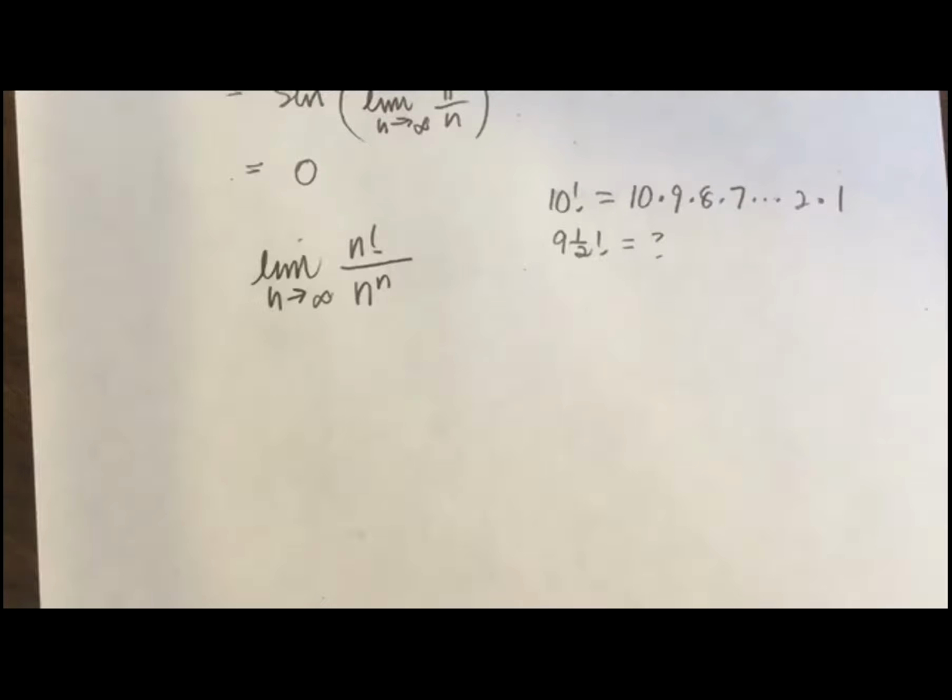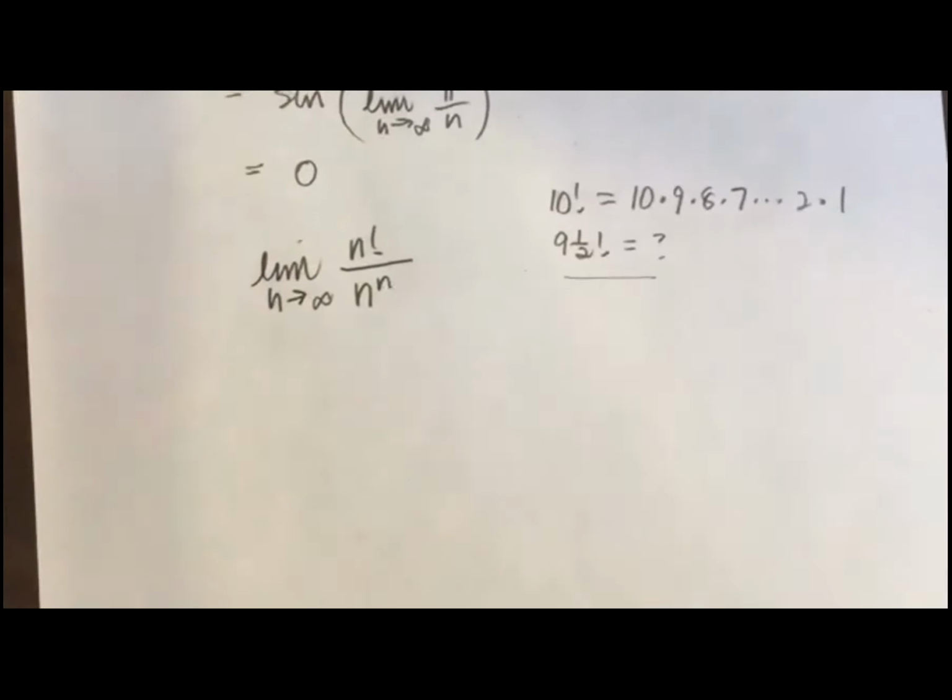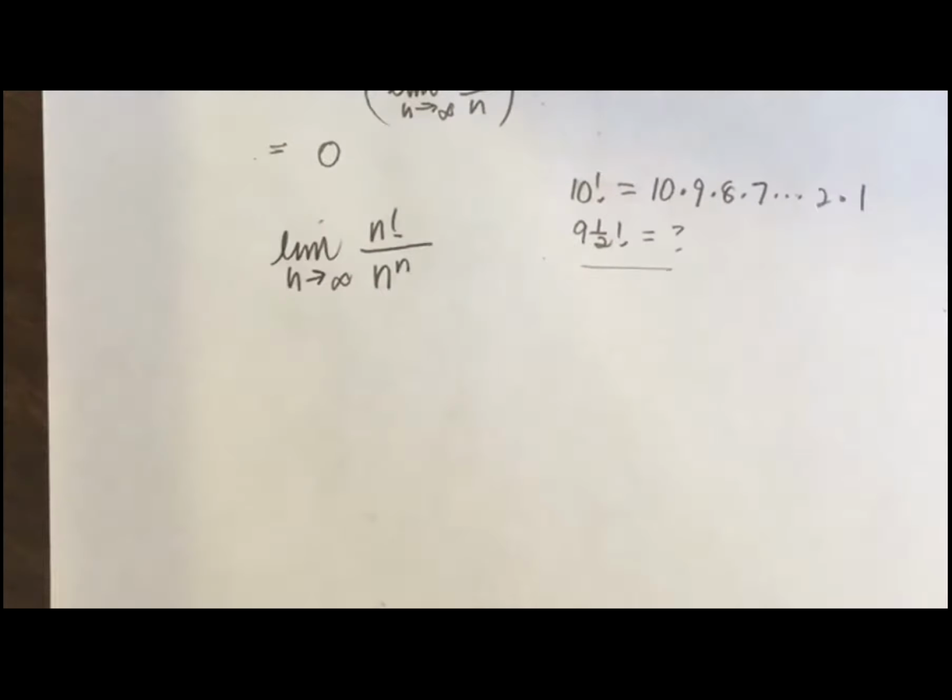How do I do a half factorial? You can't multiply together all the integers from 1 up to a half. And so I can't do it up to 9.5 either. So this we might define somewhere else later down the road. But for now, that doesn't make any sense.